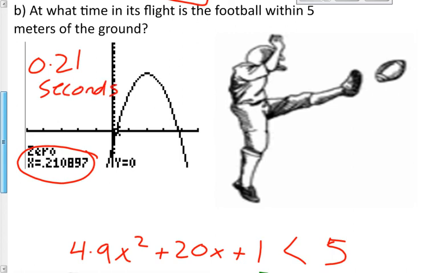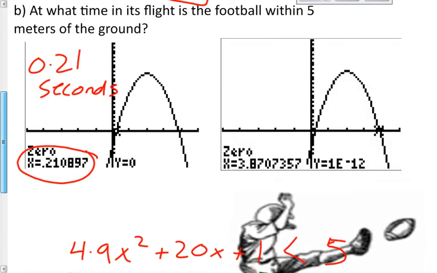My other 0 is going to be way off onto the right. So my first 0 was on the left, my second 0 is on the right. I calculated my 0 in the exact same way. This time, my 0 is at 3.87 seconds.